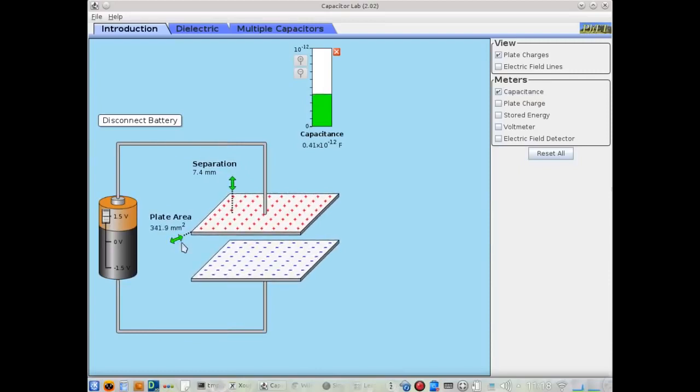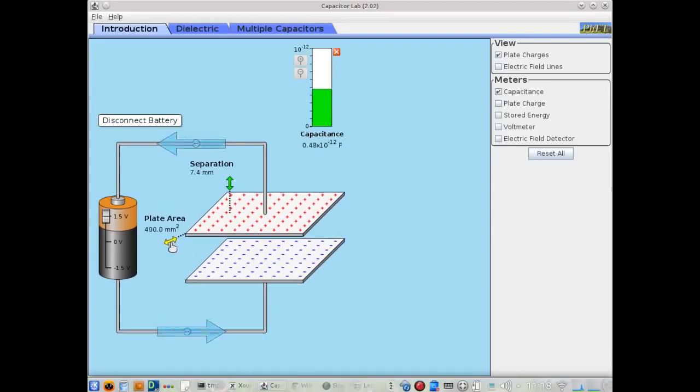for the same potential. So if I increase the area, I increase C. We expect that from the capacitance equation for a parallel plate capacitor. And as I increase C for the same voltage, I can put more charge on the same capacitor. And that's, in a sense, where the term capacitance comes from.